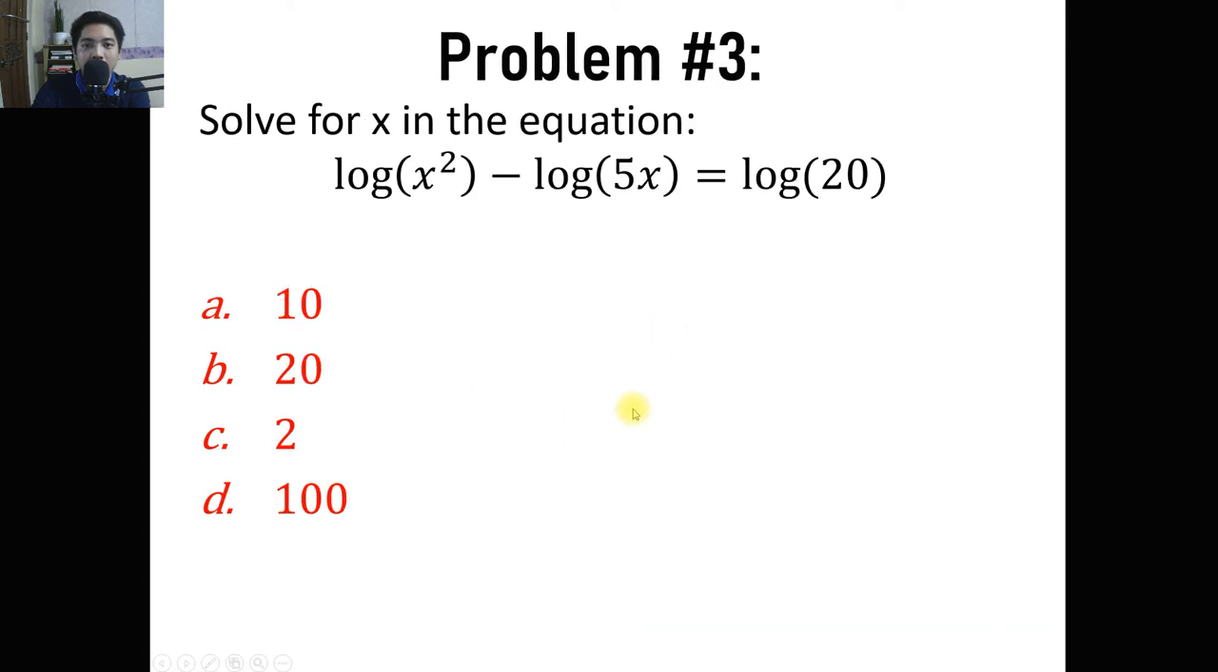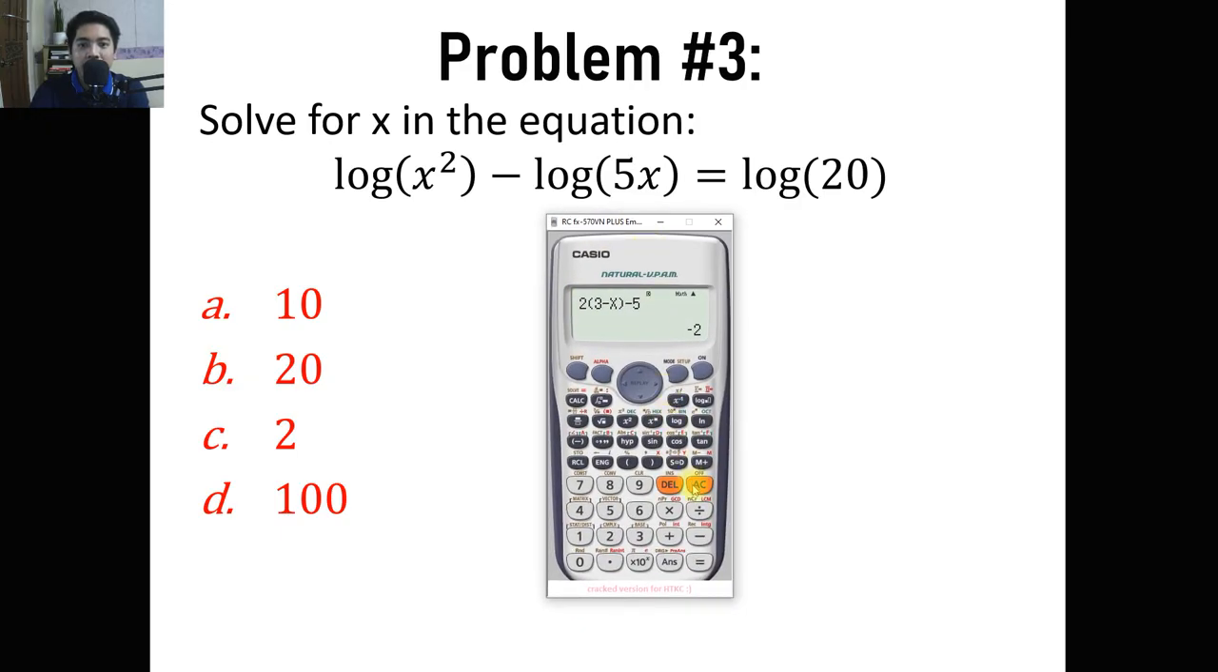So let's go now to problem number 3. Solve for the x in the equation logarithm of x squared minus log of 5x equals log 20. So we can use shift solve. The logarithm is located here, but it's understood that if you don't have any base here, it's always base 10.